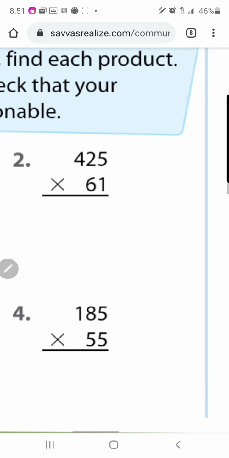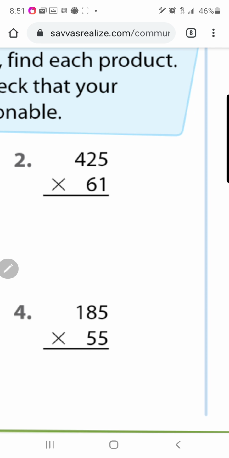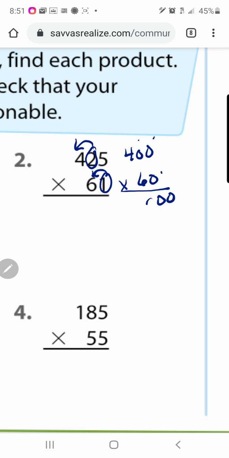I'm going to make this a little bit bigger so that I have more space to write. And again, first let's estimate. Because of that 2, we're going to round that off to 400. Because of that 1, we're going to round off this 61 to 60. Multiply, you got 3 extra zeros, 1, 2, 3. So put them down, 1, 2, 3. And multiply 6 times 4, which is 24,000.